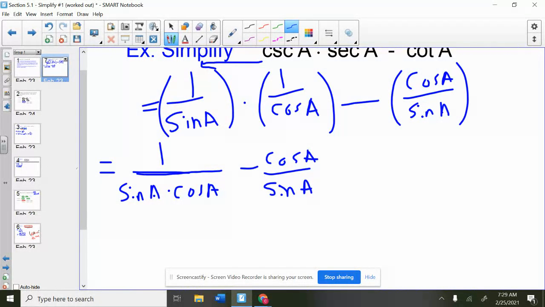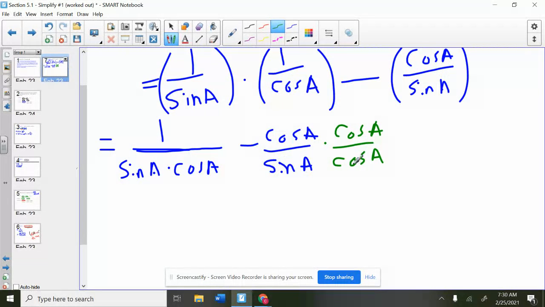Okay, so now I have a subtraction problem. Anytime we add or subtract, as we've been reviewing a bunch over this entire year, you have to have a common denominator. Now, this is almost common. They both contain a sine, but notice that this one has a cosine. Well, I want this one to have a cosine. So I can multiply the top and also the bottom of this one. Remember, that's the equivalent of 1. When you multiply something by 1, it doesn't change the value of it. But that's helping me get a common denominator.